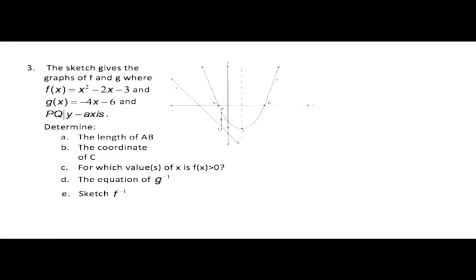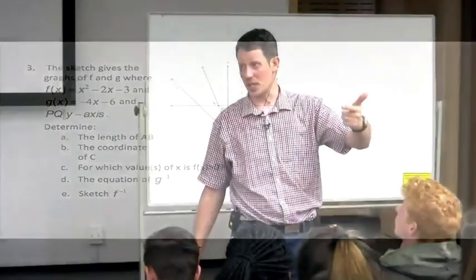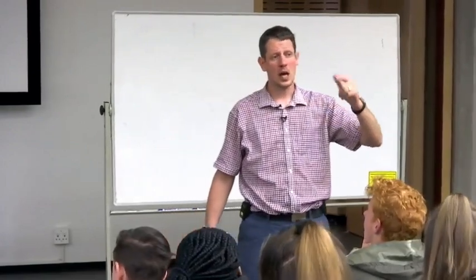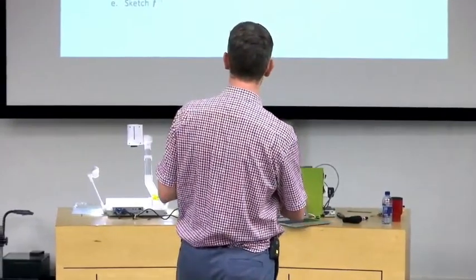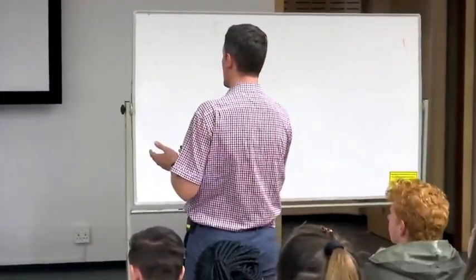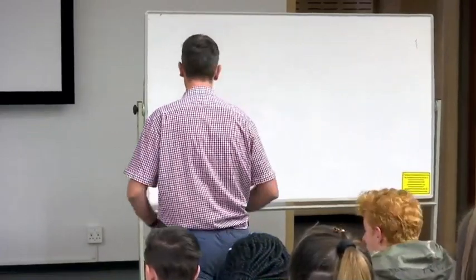The length of AB. So I know my final answer has to be AB equals so many units. What is A and what is B? A and B are the x-intercepts. How do I determine x-intercepts of a graph? Make y equal to 0. If I make f of x 0, I'm going to get two values: x equal to -1 or x equal to 3.